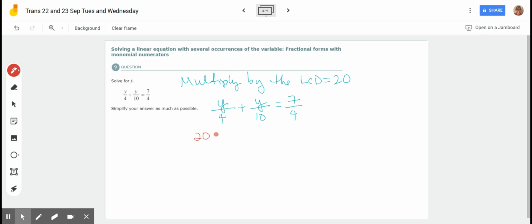So we're going to go 20 times y over 4 plus 20 times y over 10 equals 7/4 times 20. A little dangerous what I just did by putting it on the right-hand side. If you do that, I highly recommend you put it on the left. Put it in parentheses. It's not dangerous in this problem because the LCD is 20, but sometimes when there's subtraction, it can be a little dangerous. You could lose signage.